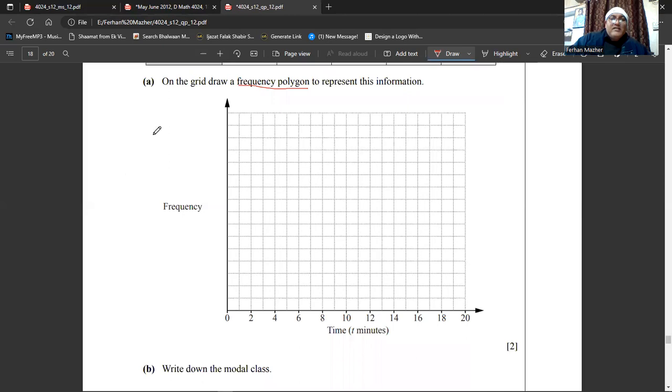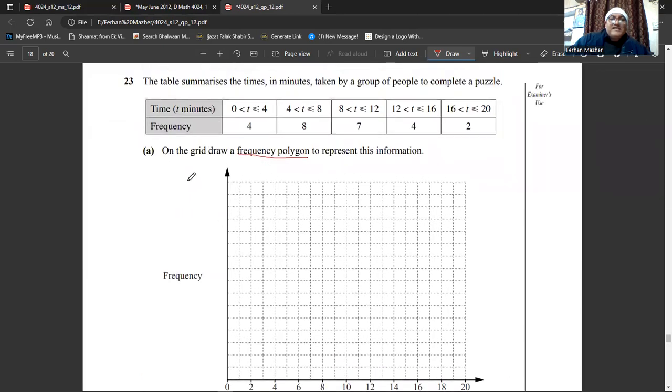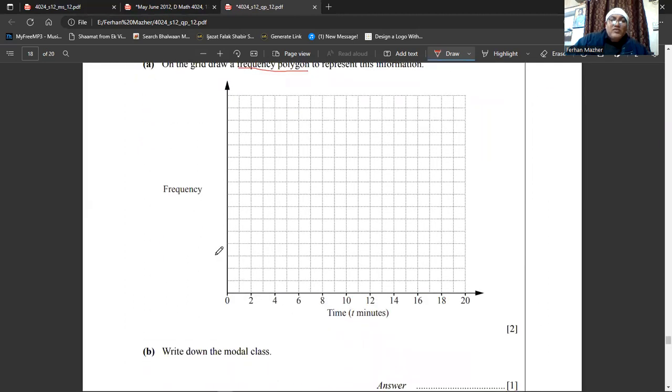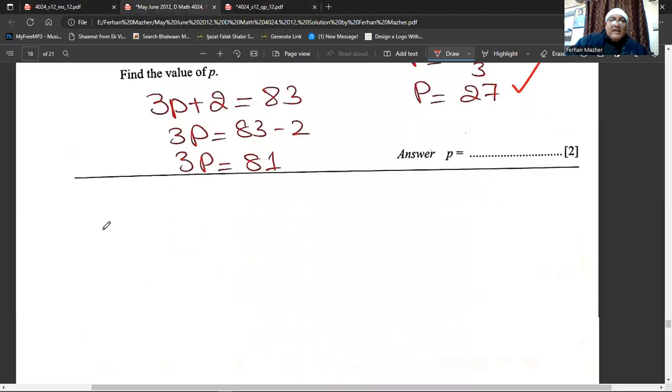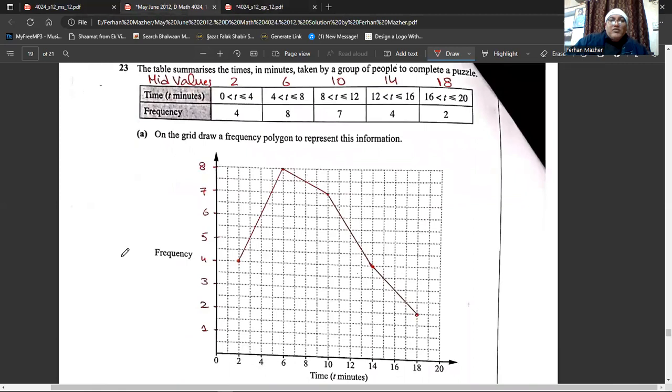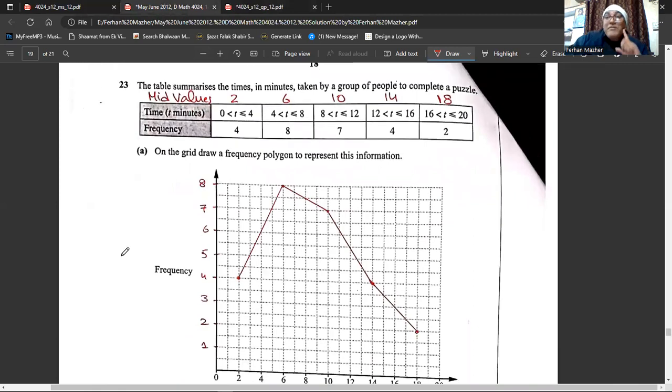So here represent that frequency. The frequency is 4, 8, 7, 4. So the maximum frequency is 8. So I can take 2 squares equals 1. And very simply, I will put the dots of the frequency on the mid values. That is the technique.